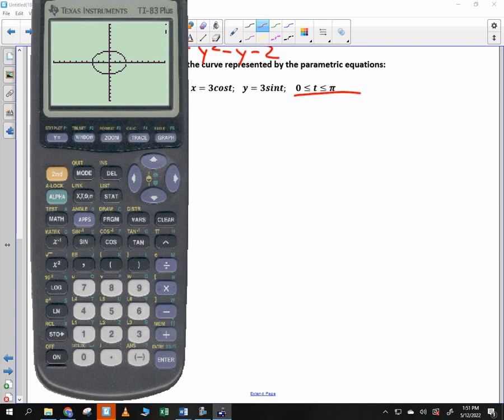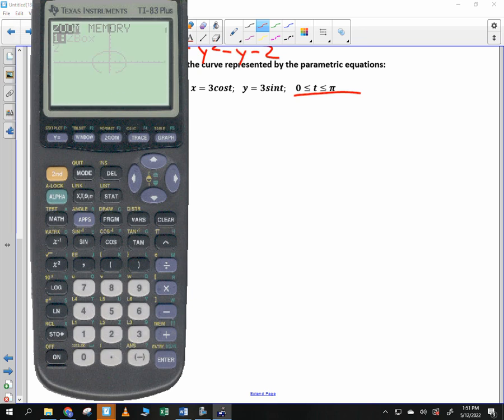Somebody describe the shape for me? It kind of looks like an oval, but it's misleading because your graph is out of whack. Notice it goes up 3, down 3, side 3, over 3. If it's 3 in all directions, it's not an ellipse, it's a circle.